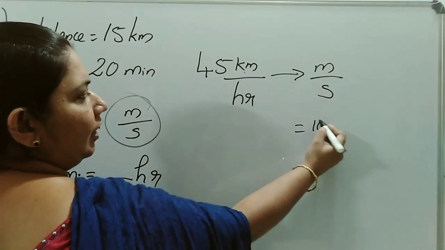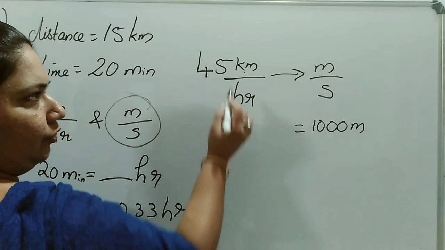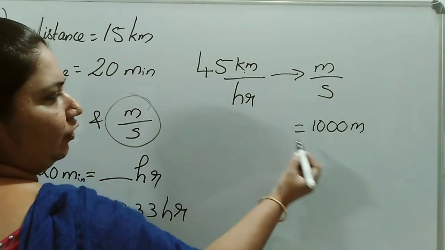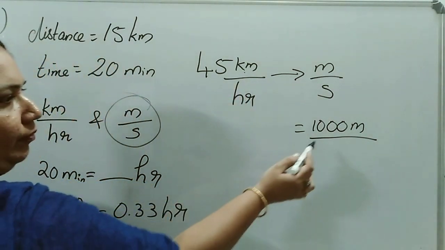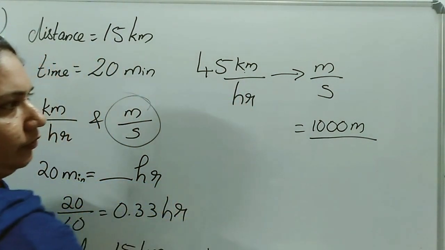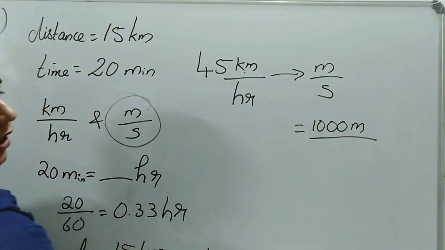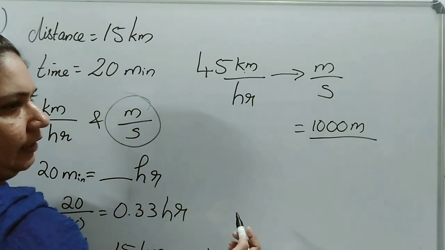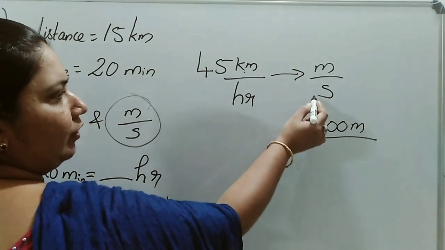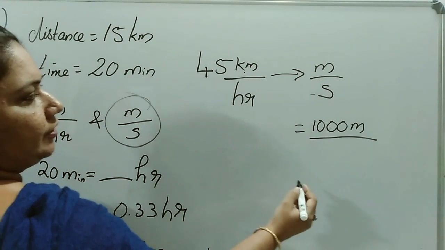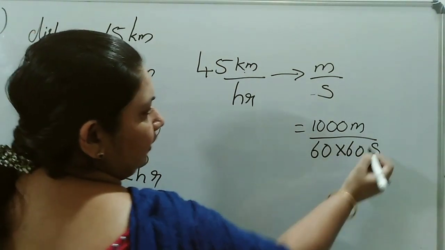You know, 1000 meter is 1 kilometer. So to convert meter to kilometer, we can write 1000 meter instead of kilometer. 1 kilometer is 1000 meter. And how many seconds make 1 hour? 60 seconds make 1 minute, again 60 minutes make 1 hour. So if you want to convert hour to second, we can write 60 into 60 seconds.